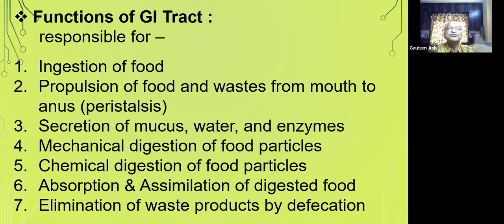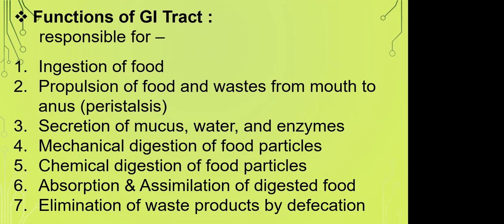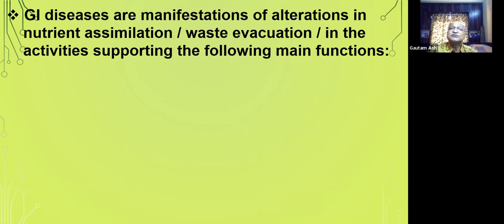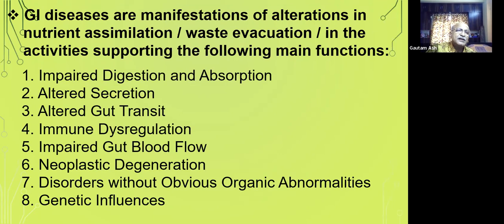Otherwise, the signs and symptoms which you have shown earlier could occur at any level and any time at any gravity. So GI diseases are manifestations of alteration in nutrient assimilation. When the functions are altered, then the GI diseases are there, or the diseases are due to the alterations, whatever you say. Then waste evacuation, or the activities supporting the following main functions. So what all main functions are there, if that will be altered? What are these?